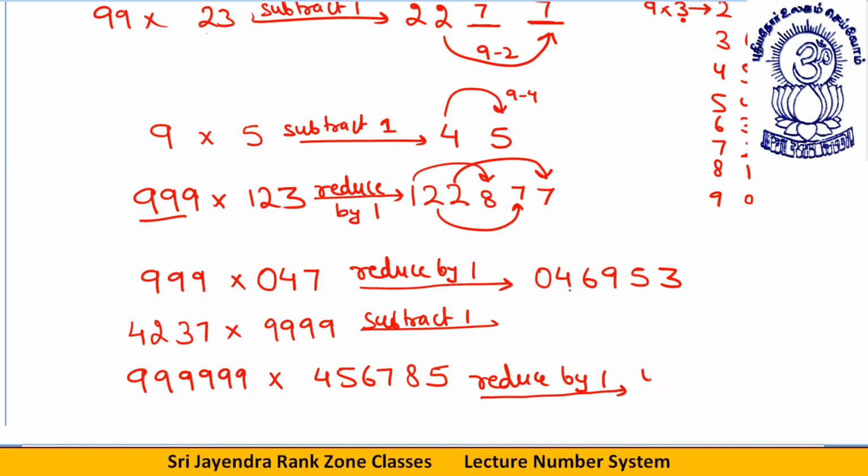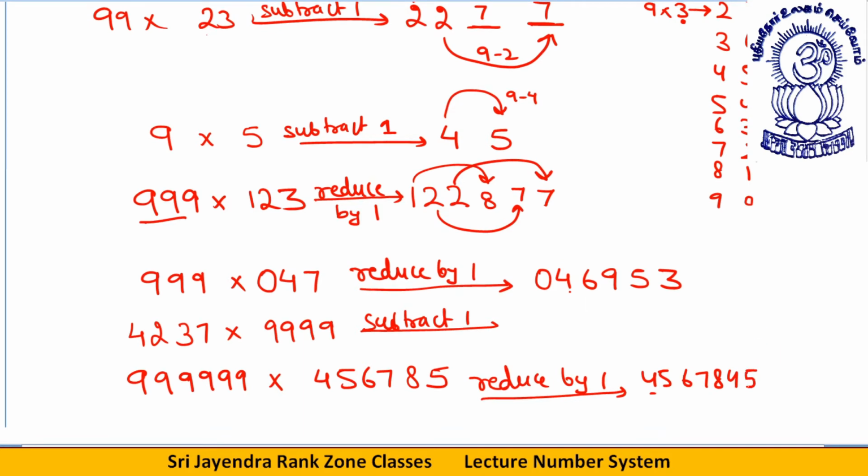What you will do: 4, 5, 6, 7, 8, 4. Subtract all these digits from 9. 9 minus 4 will give you what? 5. 9 minus 5 will give you 4. 9 minus 6 will give you 3. 9 minus 7 will give you 2. 9 minus 8 will give you 1. 9 minus 4 will give you 5. This is the product. However large this product will be, this is very easy to calculate.